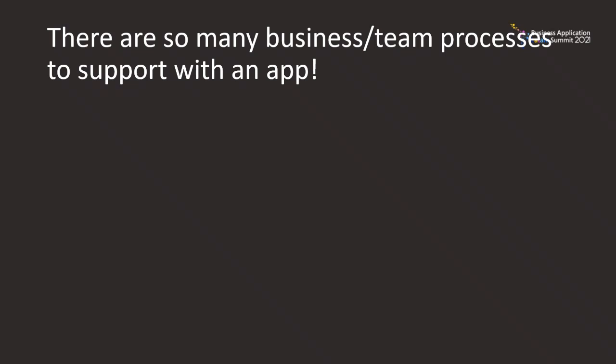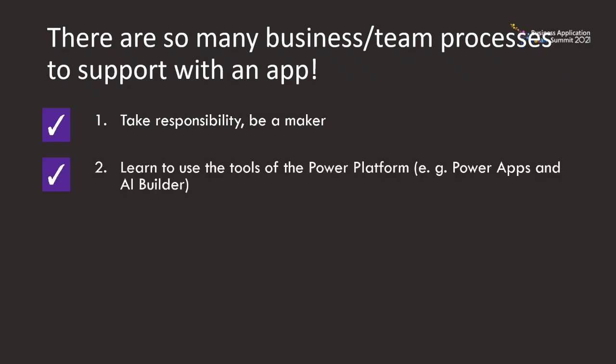Think about your processes. And I have now some kind of a checklist for you. So first of all, take responsibility and be a maker, or a citizen developer or a creator, whatever you feel comfortable with. Then learn to use the tools of the Power Platform. Maybe you start with Power Apps and then you say, okay, I start creating my first AI model. In some other cases, you would say, oh, no, Power Automate is a little bit better for me. So I have some cool ideas what to do there. And you start creating your first flows.